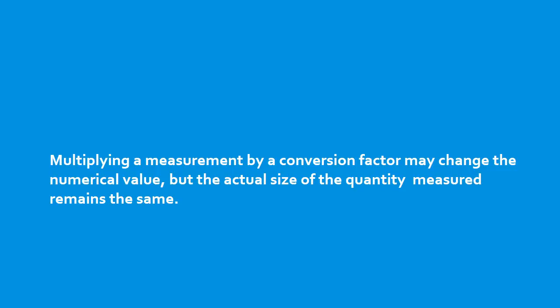When you multiply a measurement by a conversion factor, you use it to convert from one unit to the other. You change the numerical value, but the actual size of the quantity measured is the same, because 1 meter is still 100 centimeters. All we're doing is changing the numerical value of the measurement, but we're not changing the quantity of the measurement. It still remains the same quantity measured.